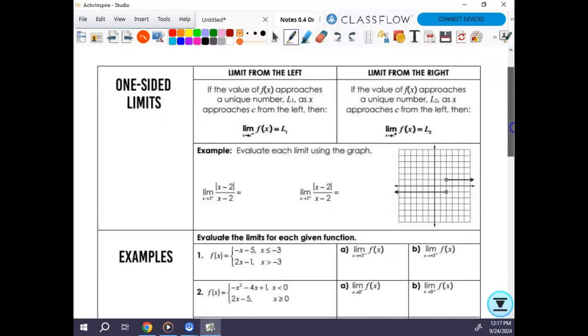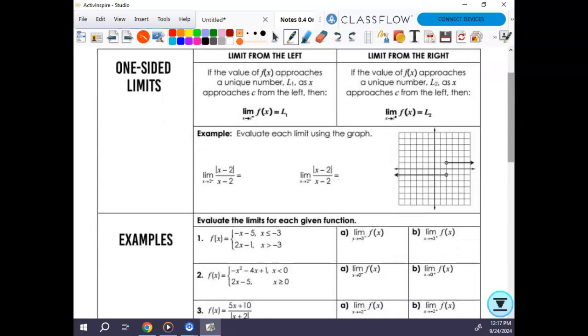So for your one-sided limits, the notation looks just a little bit different. If I have a limit from the left, then the value of f of x approaches a unique number as x approaches c from the left. So notice here, instead of saying x approaches infinity or negative infinity underneath, it says x approaches c, which would be like a number like 5. And then this little minus sign, like where the exponent would go, means I'm approaching it from the left.